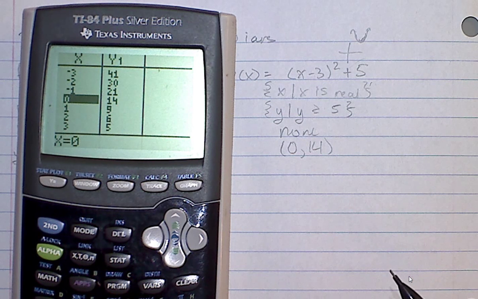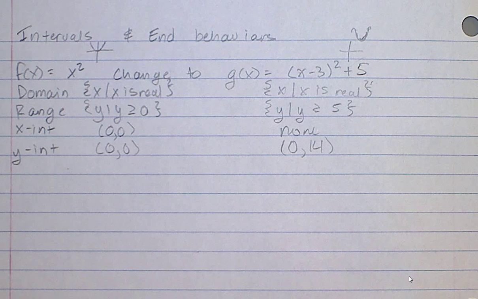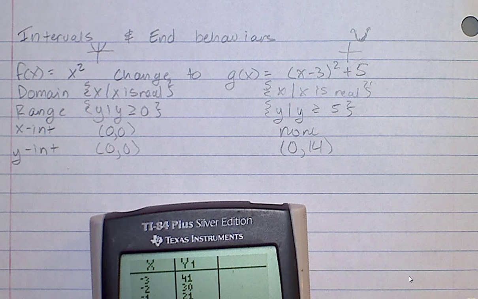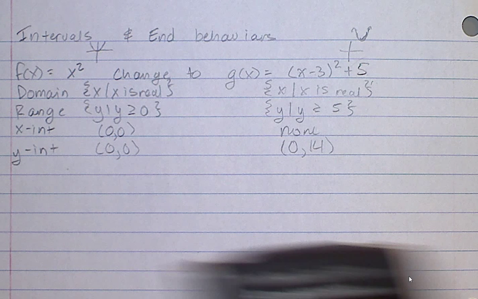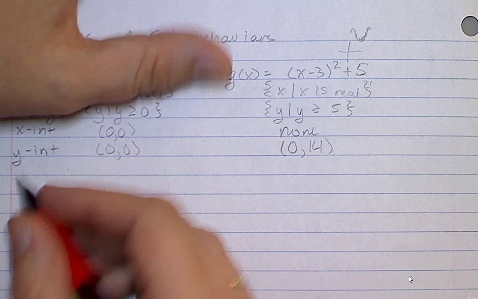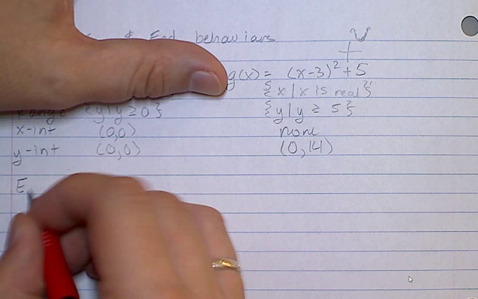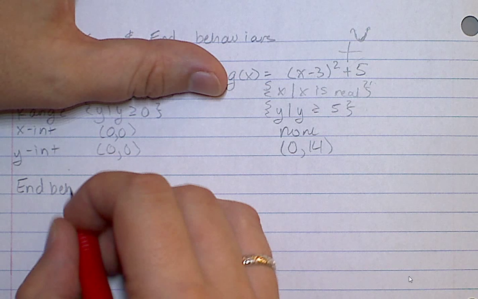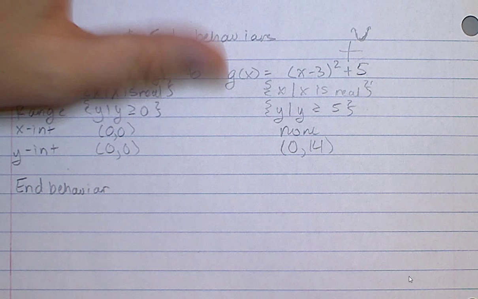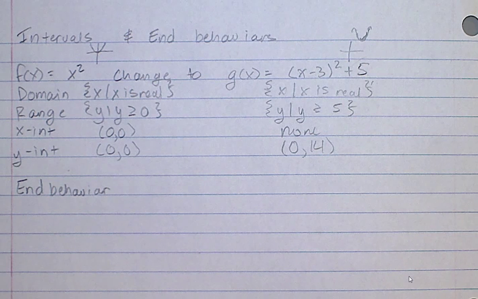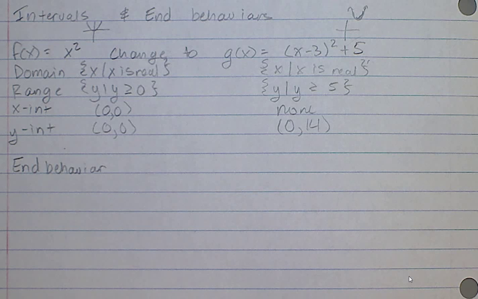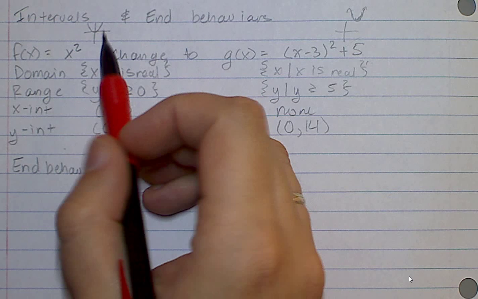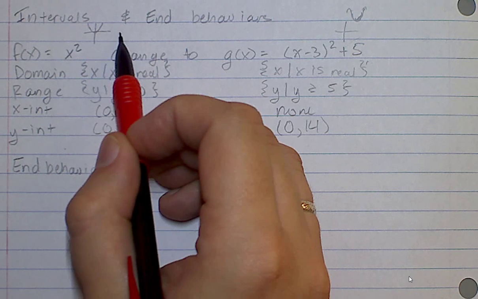Right? Okay, cool. So now, we're going to talk about two more things here that I hadn't added to your sheet. So bear with me on this. We're going to talk about something called end behavior. And what end behavior means is it's what's happening to the function as you go really positive or as you go really negative.